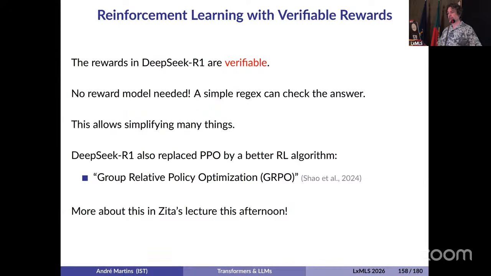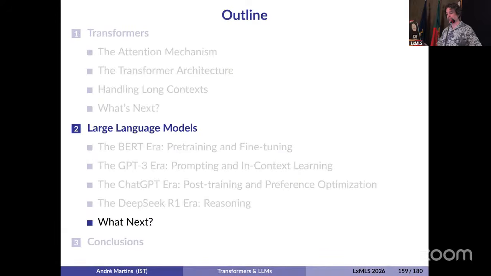Okay, so the other point is the verifiable rewards. The rewards in DeepSeek R1 are verifiable. We don't need a reward model as we do in RLHF. We don't need to train a reward model. We can use a regex. Of course, this works with math problems and coding problems, and doesn't work for all kinds of questions. But the fact that they have verifiable rewards simplifies a bunch of things. The RL algorithm becomes simpler, so they use GRPO, Group Relative Policy Optimization, which Zit is going to tell you about this afternoon. Yeah, and everything is simple.